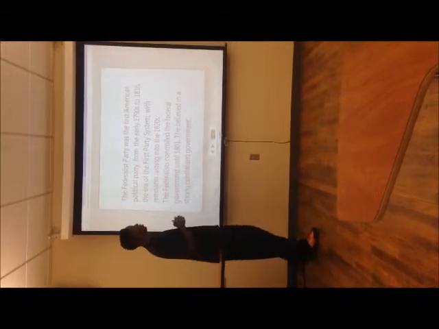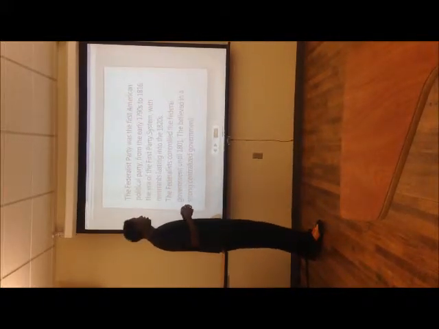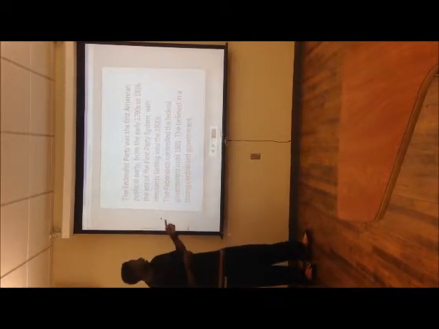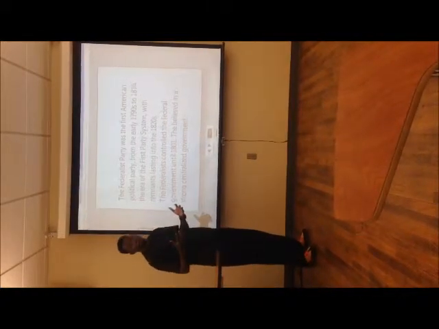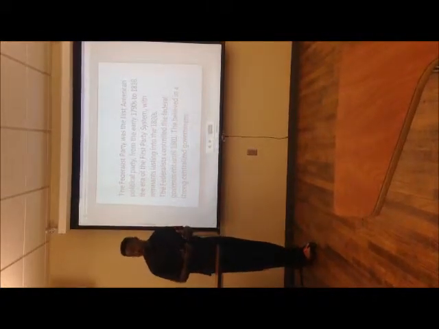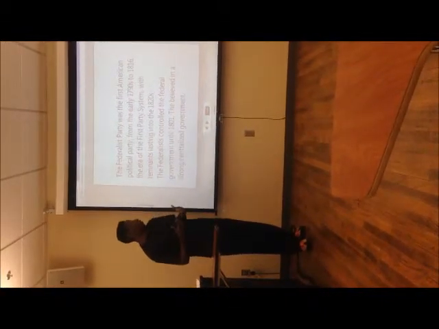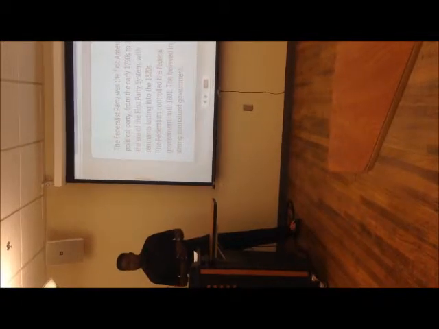The Federalist Party was the first American political party, from the early 1790s to 1816. The era of the first party system, with remnants lasting to the 1820s, the Federalists controlled the federal government until 1801. Their main president was John Adams. Most of those in the Federalist Party believed in a strong centralized government, and some people get it confused that they were loyal to Britain, but they really weren't. They just believed that America needed a strong national government.